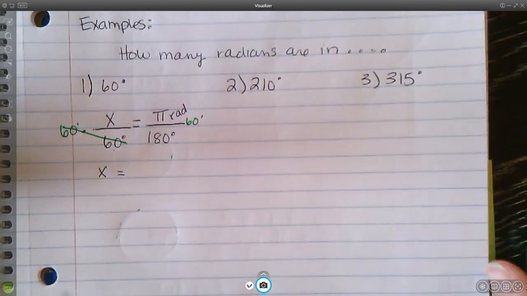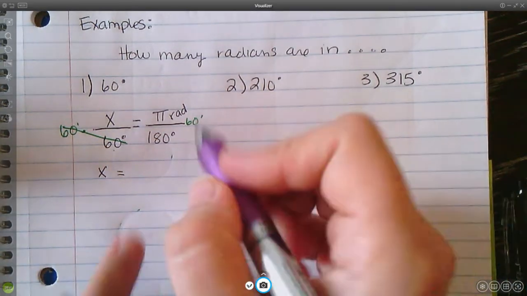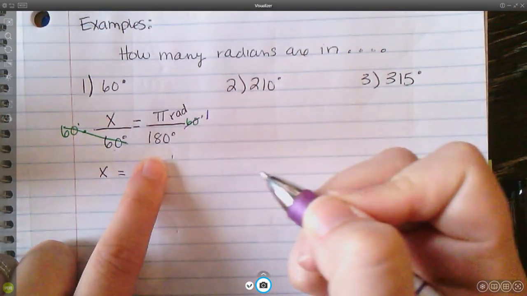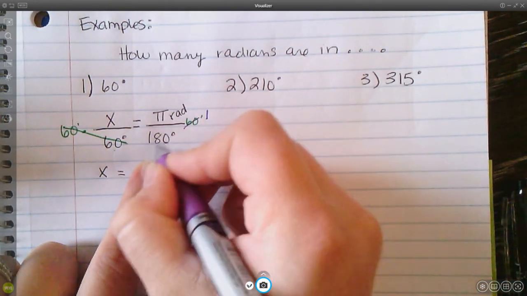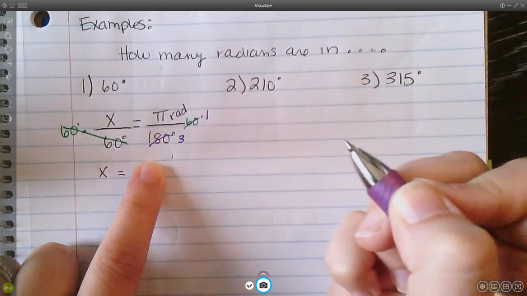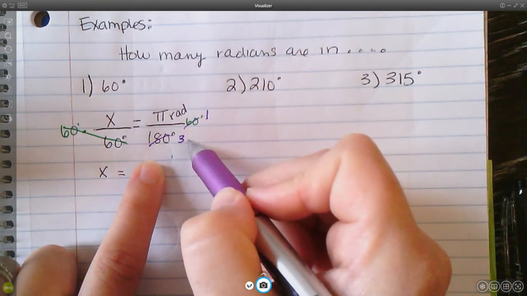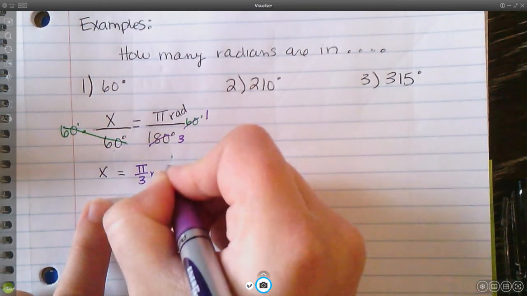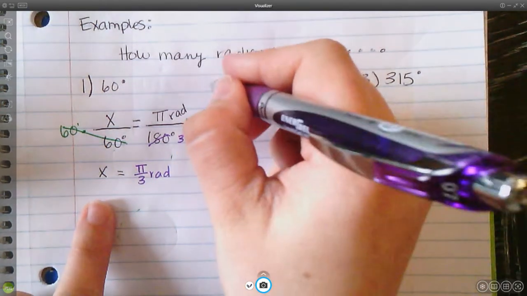So now we need to simplify. 60 over 180. So 60 goes into 60 one time. 60 goes into 180 3 times. So I'm left with pi over 3 radians. Okay, number 1 is done.